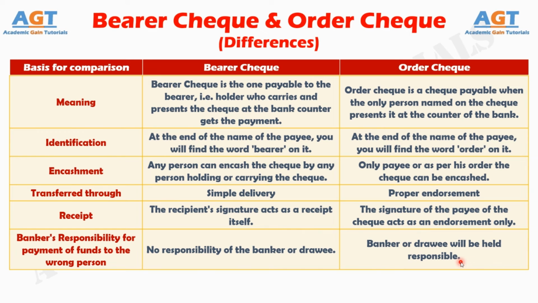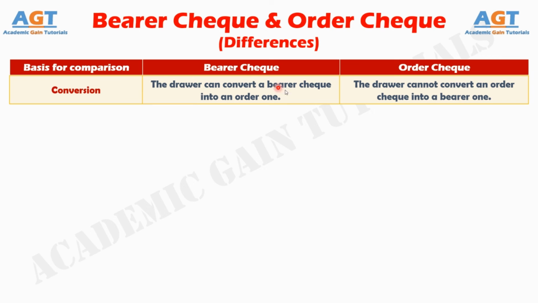And, difference number 7, the drawer can convert a bearer check into an order check, but by simply striking off the word, or bearer. As against, there is no way to convert an order check into a bearer one.